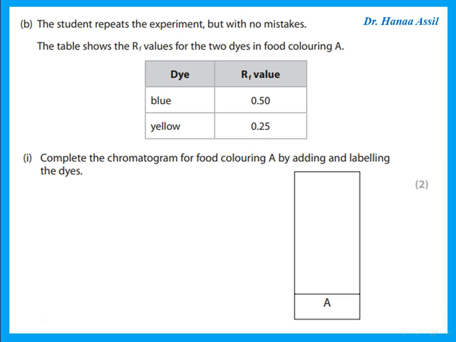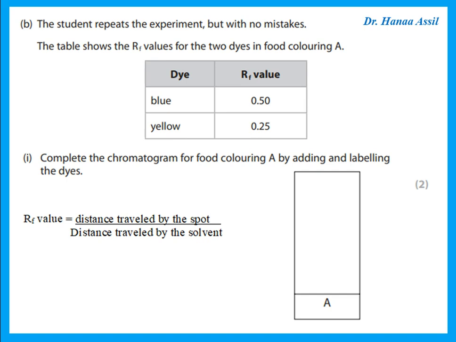The table shows the RF values for the 2 dyes in food coloring. First of all, what do we mean by RF value? Do you remember the meaning of RF value? The RF value of any of the spots is the distance traveled by the spot over the distance traveled by the solvent. So if he says that the blue color has an RF value of 0.5, that means it traveled half the distance of the solvent.